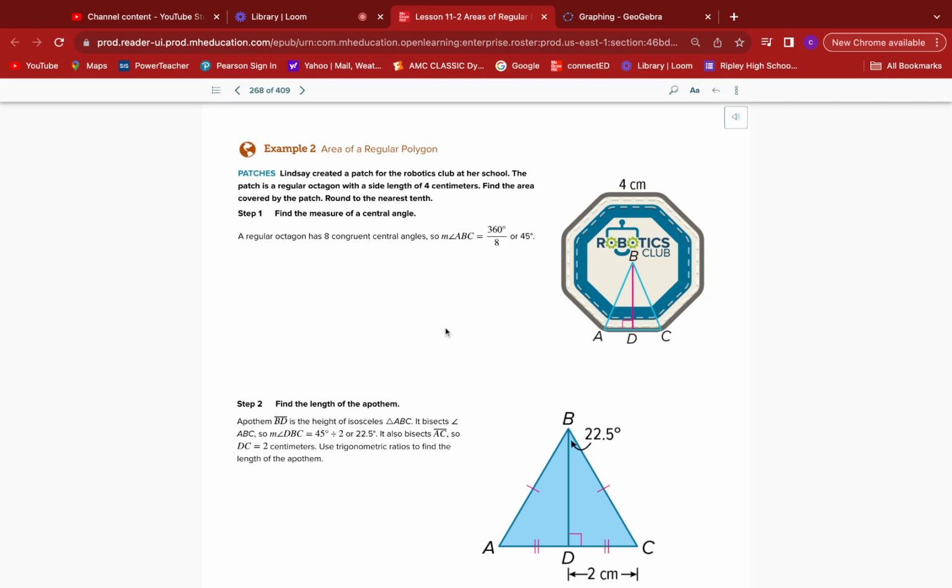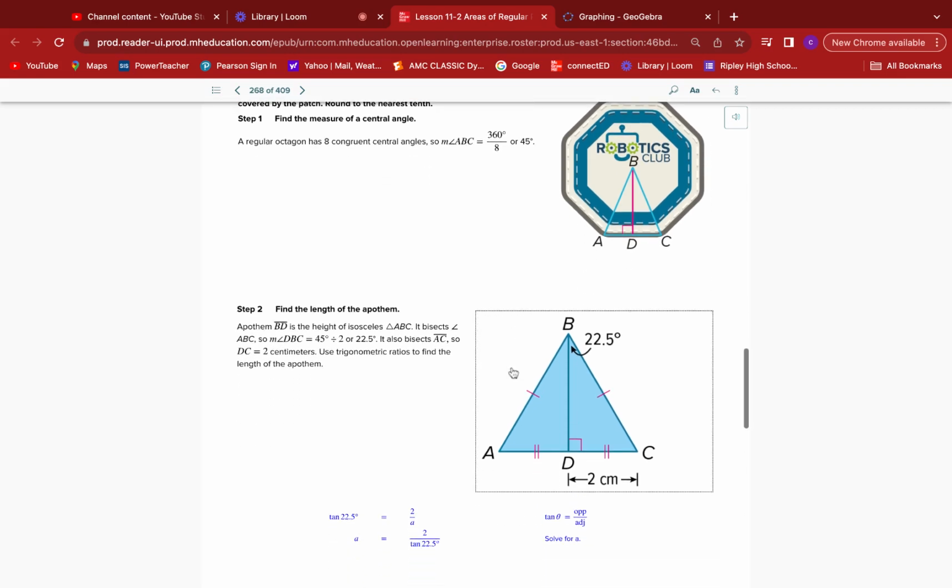All right, we get to find the area of this octagon, and they want it to the nearest tenth. Step number 1, take 360 and divide by 8 because an octagon has 8 sides to get 45. However, that is the central angle ABC. It is 45 degrees. You're going to have to take that 45 and divide by 2 to get each one of these angles, so angle ABD and angle CBD. 45 divided by 2 is 22.5 degrees.